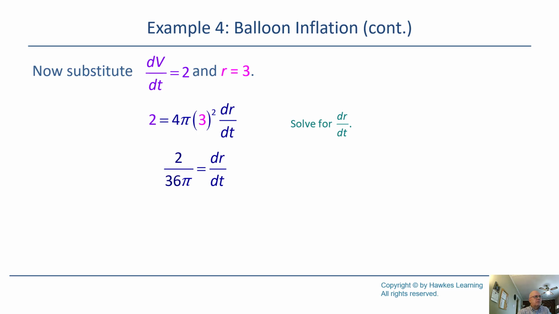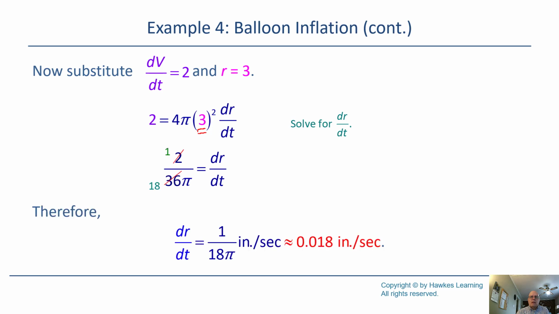Oops. I don't get that. Guess I made a mistake earlier. Should have been 3. My mistake. So we'll get 2 over 36 pi instead of 2 over 160 something or whatever, 162. So radius is increasing at 0.018 inches per second. Still pretty small. Not as small as I had there for a second.